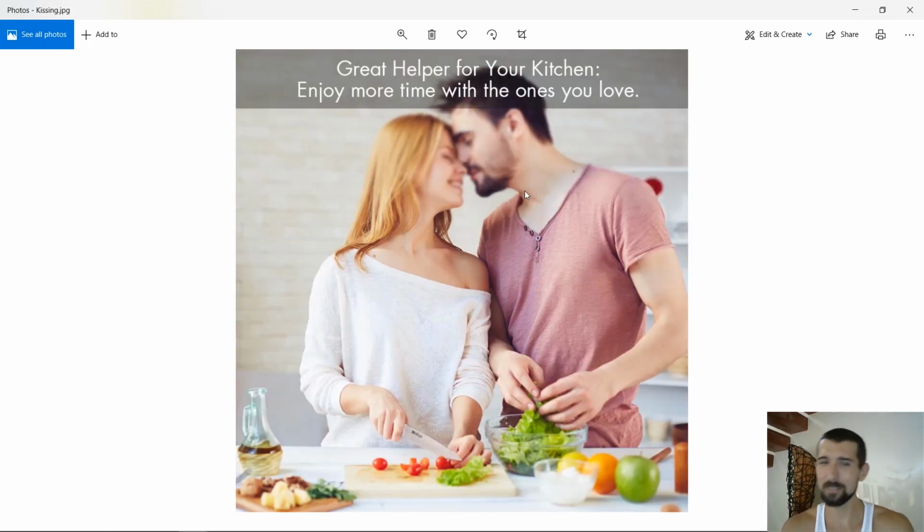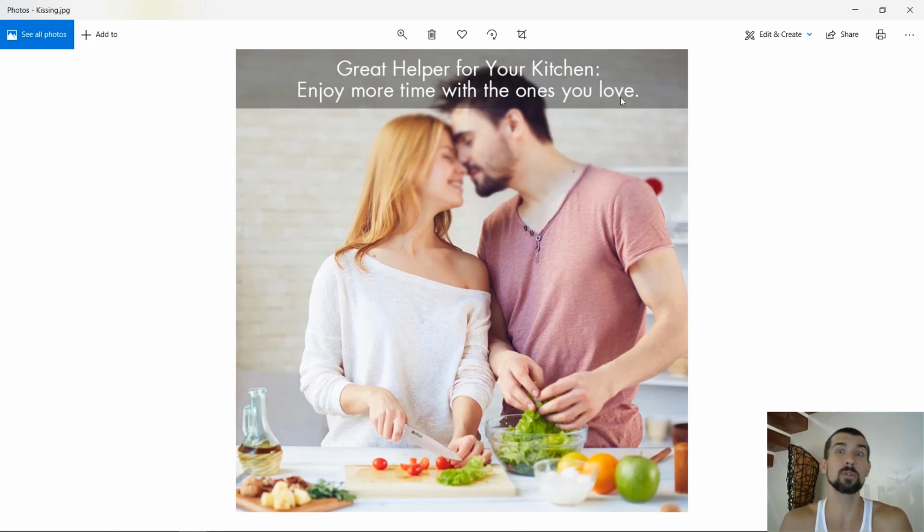And here we have a pretty weird photo, but I wanted to show it to you because here they're almost making out and she's cutting, which might not be the best idea because I'm not sure how it reflects on the ideal customer. Does the ideal customer think that he's going to be making out with this chick while cutting the tomato or whatever that is? That's quite dangerous. But you know, we all like these moments as well when we're with our loved one and we're cooking together. Even as you can see, they're cooking together, and it says great helper for your kitchen.